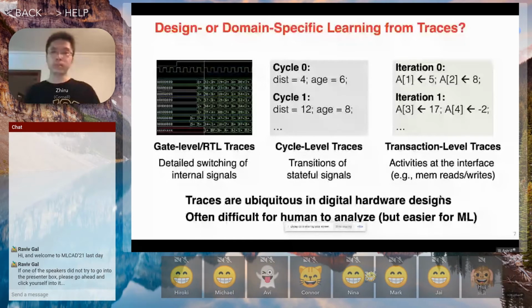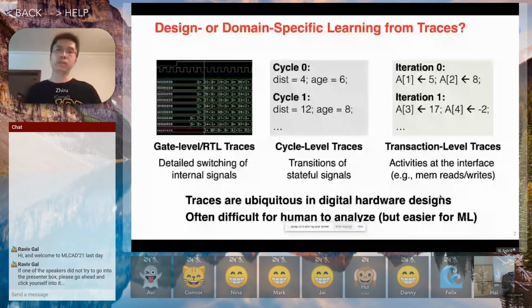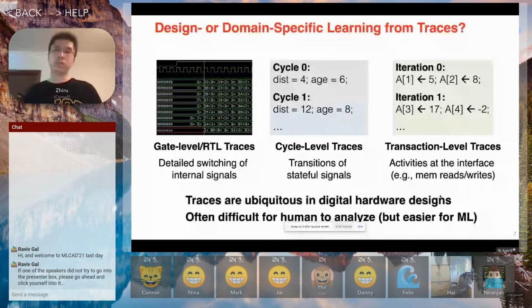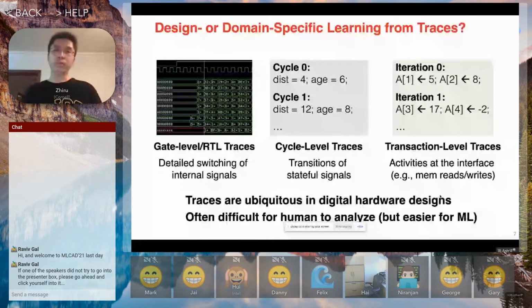The research question here is, can we make use of these traces? They are ubiquitous in our design process, and in many cases they hold very useful information. In many cases, traces have more information than what we can get from static analysis, and these traces are often hard for humans to parse and analyze.